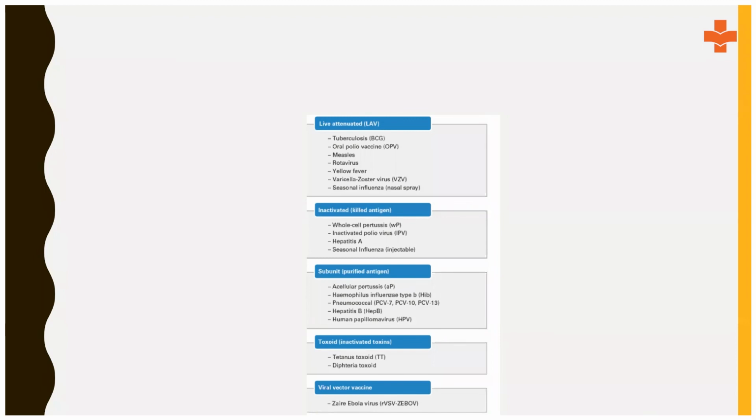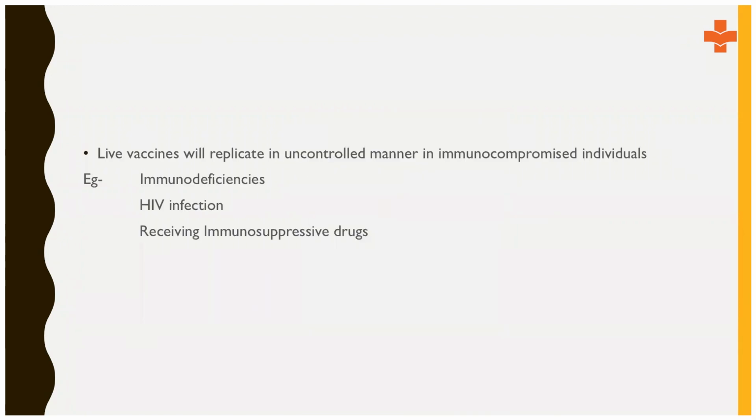So the IPV advantages: I told you it's an inactivated one, and it can be safely administered to immunodeficient children as well as to premature babies. So that is the advantage of the inactivated injectable form of polio. Why we can't give live vaccines to immunocompromised individuals is that they will replicate in an uncontrolled manner and produce the severe form of the disease in those with immunodeficiencies, whatever type of immunodeficiency, HIV infection, or who are receiving immunosuppressive drugs for various reasons.